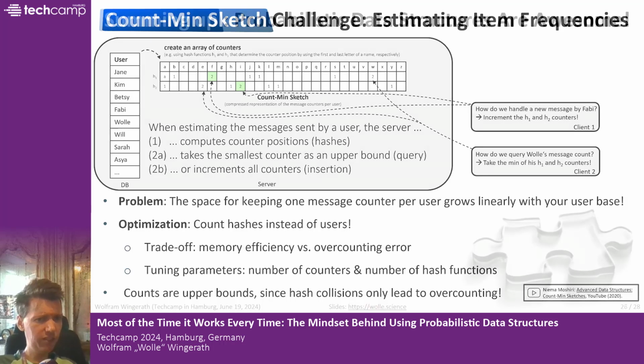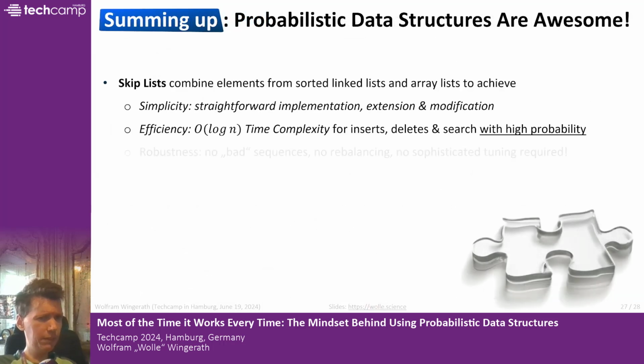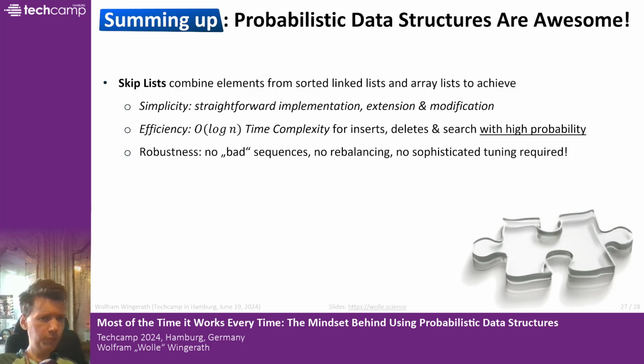Yeah, so that's the point here. Again, that actually is the end of the talk. So summing up, probabilistic data structures are awesome. Skip lists in particular, they combine elements from the list types that we all love so much, specifically sorted linked lists and array lists. They are simple, so you understand what's going on. You can easily modify them. They are super efficient, and they are also very robust.